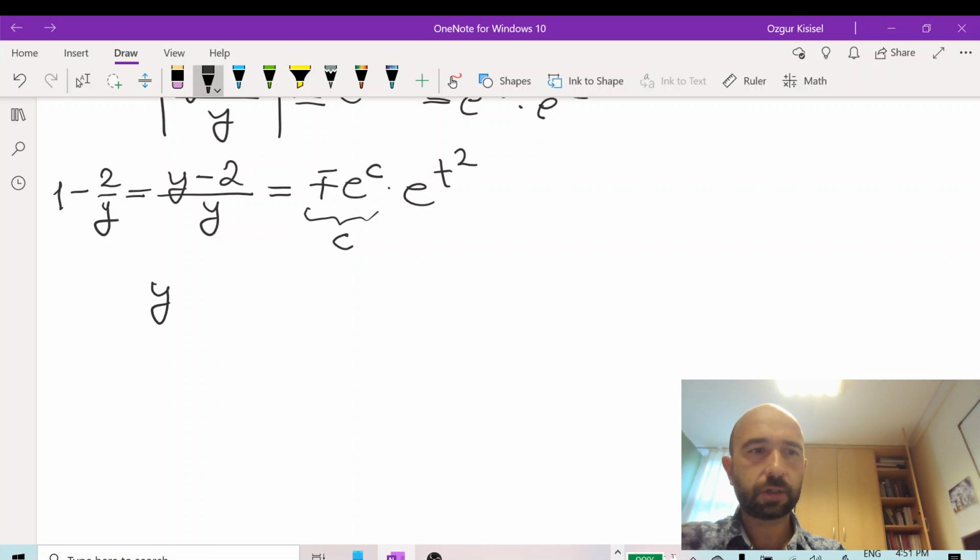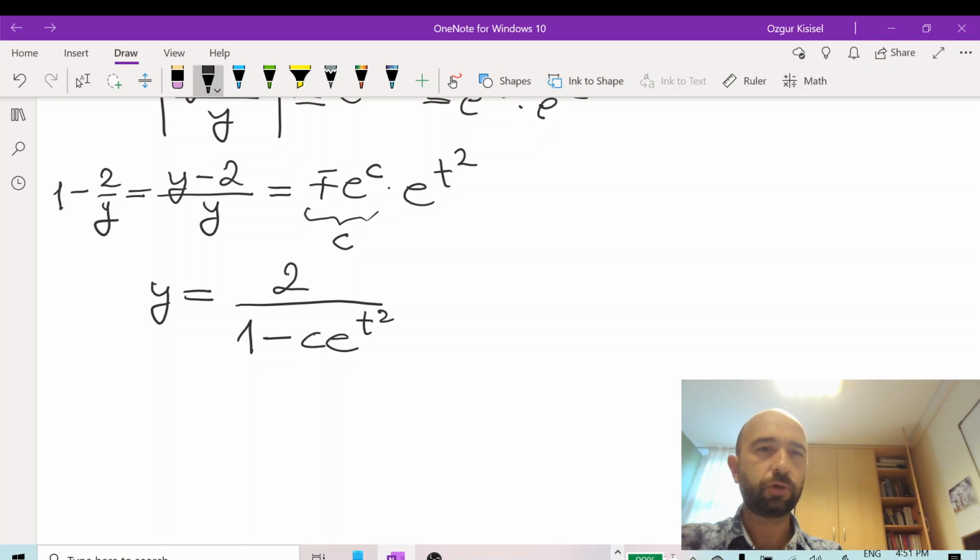If you solve this, you can check that you get 2 divided by 1 minus c times e to the t squared. This part is simple arithmetic. You put the e to the c, e to the t squared on the left side, the other on the right side, and then divide. Now, this is fine.